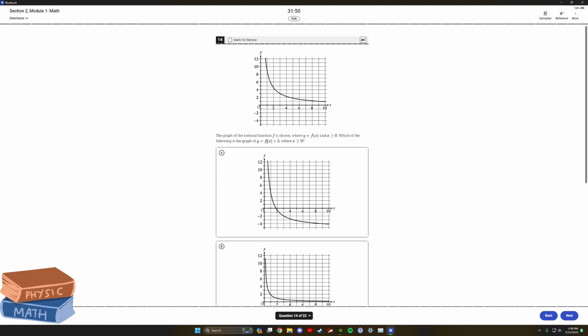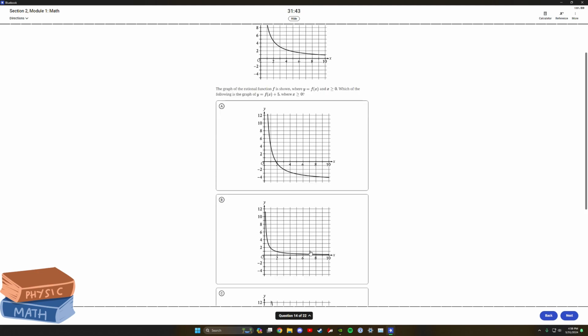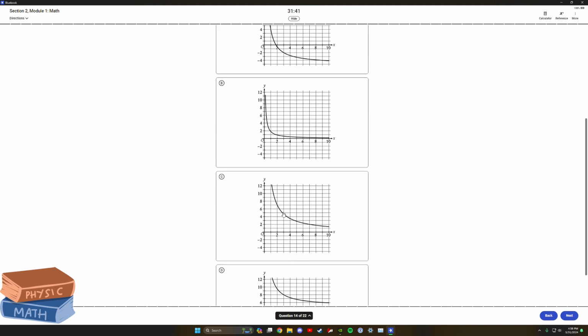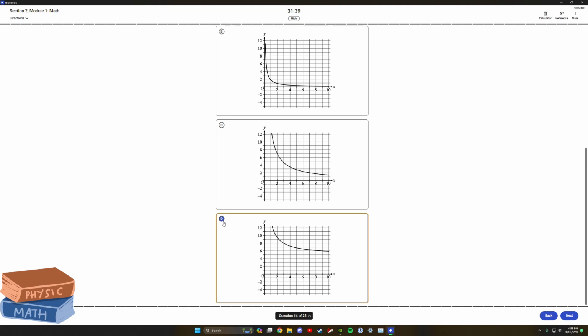Which of the following is f of x plus 5? We're taking this graph, we're just going to move it up 5. So I'm looking for a point that I know. I see 3, 3, and now that's going to become 3, 8. So 3 should be 3, 8, and that is D.